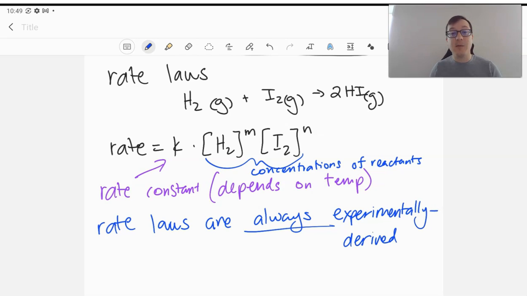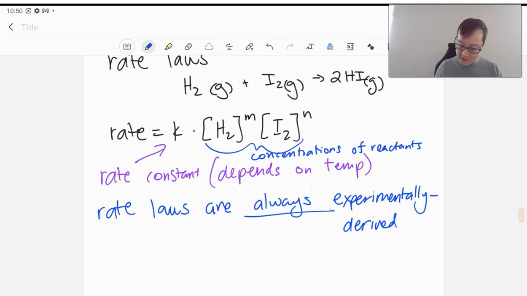We can't just come up with a rate law by looking at an equation. Although, that said, there may be some general guidelines of what rate laws typically look like, we must always remember that they have to be experimentally derived. We may look at an equation and be able to come up with a rate law, but that may or may not be the correct rate law. Rate laws can only be determined from experiments, and that means data.